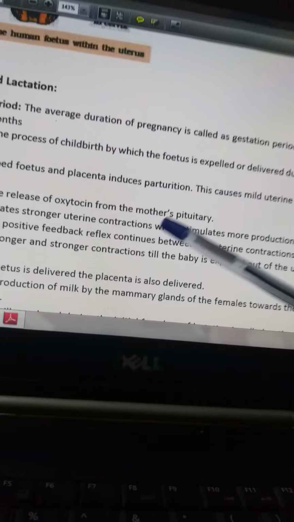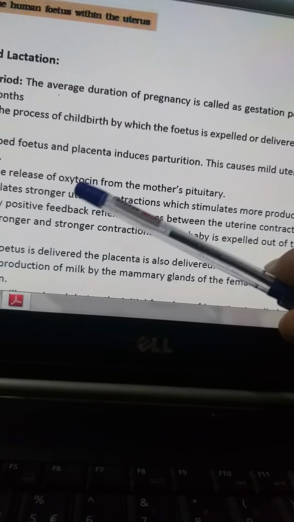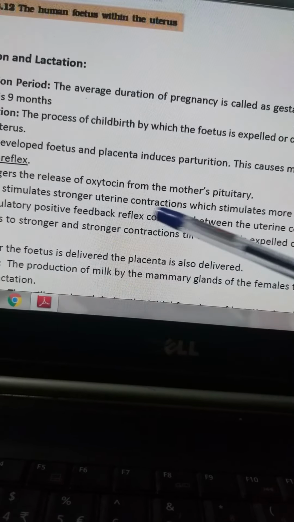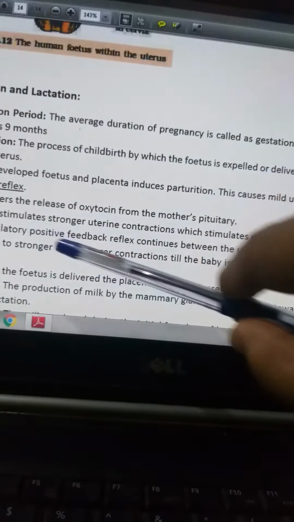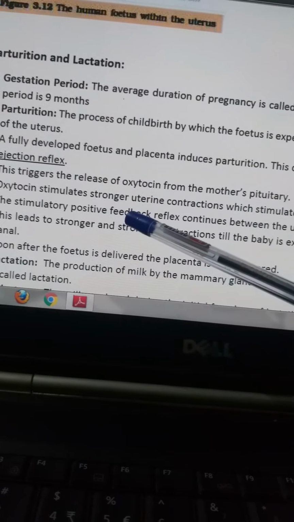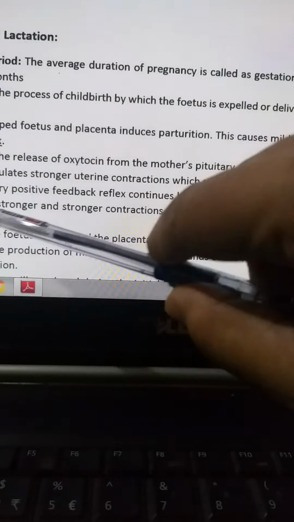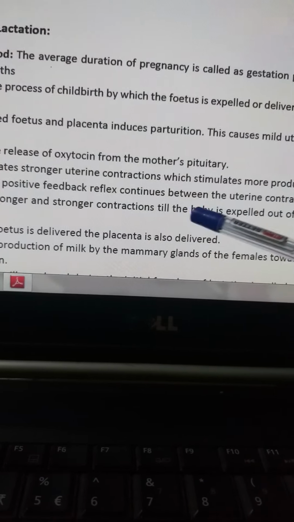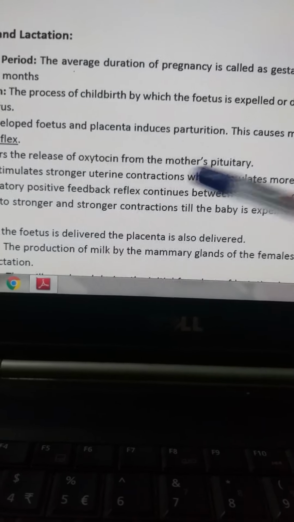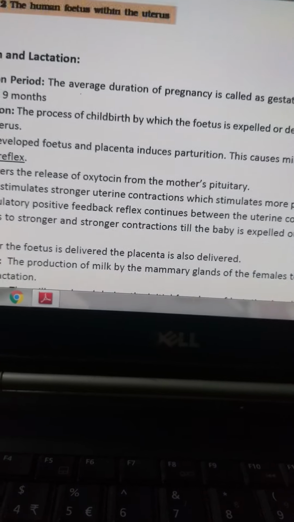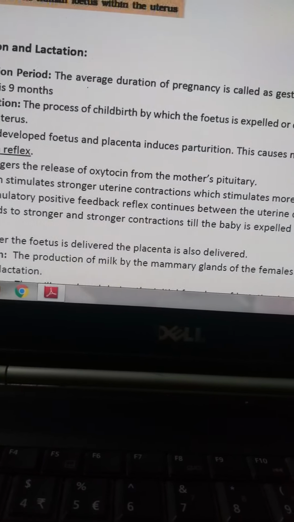Then oxytocin is released. Oxytocin stimulates stronger uterine contraction. The positive feedback reflex continues between the uterine contraction and oxytocin secretion. These are stronger and stronger contractions till the baby is expelled out of the uterus. So this particular process is known as childbirth.